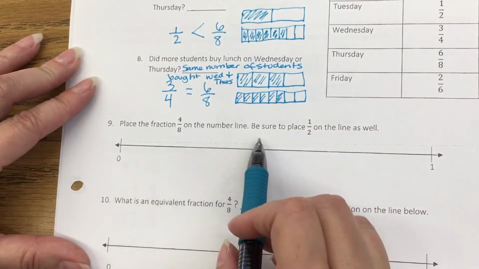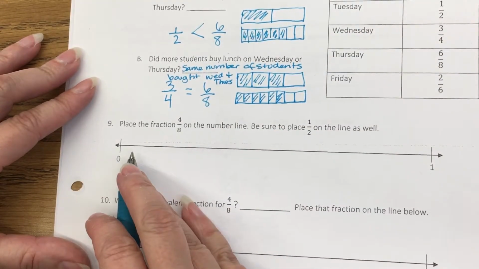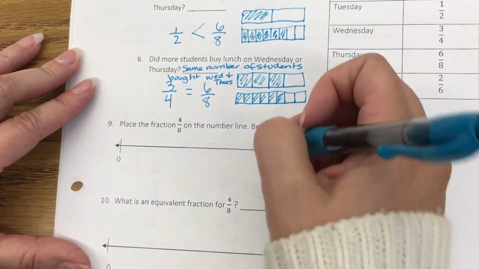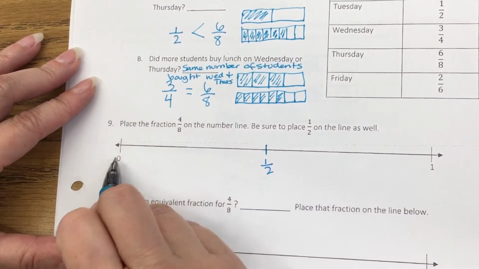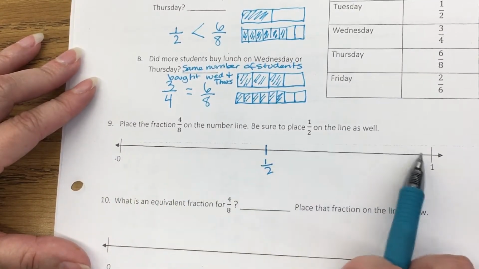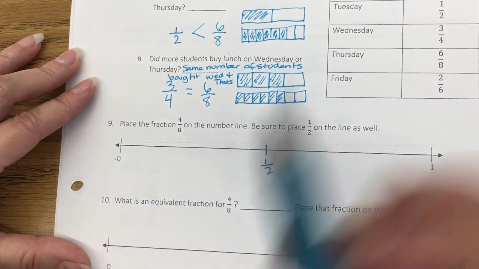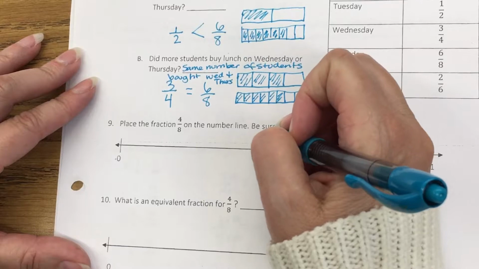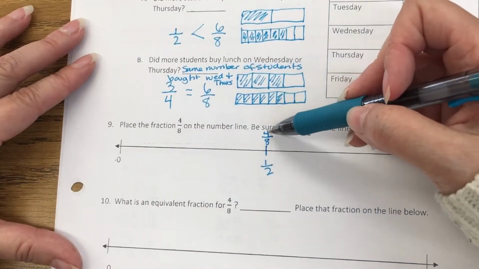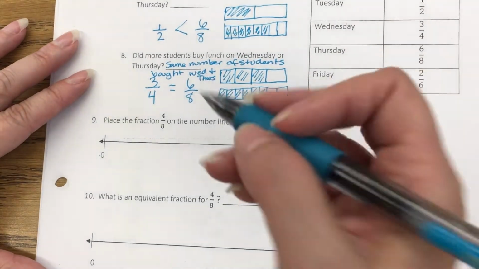Place the fraction 4/8 on the number line. So be sure to place 1/2 on the number line as well. So we're going to go ahead and start with our landmark of 1/2. We look at 0, 1/2, and 1, and we talk about whether it's less than 1/2 or greater than 1/2, if it's close to 1 whole or close to 0. 4/8, your students should be able to tell you that 4/8 is equal to 1/2 because 4 is half of 8, so we know that it is equal to 1/2.